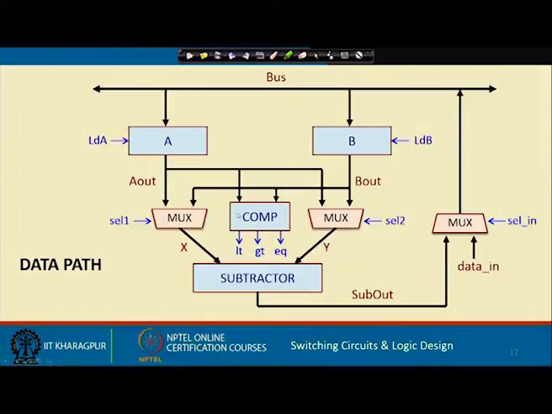This comparator will be comparing the values of A and B, whether they are less than, greater than or equal to. And this multiplexer will be either loading the data in A and B from outside, data in, or during operation the output of the subtractor will be again loaded back into A or B, depending on whether it was less than or greater than. So, this is the data path where you can see you are requiring two registers in this case and some other combination blocks.